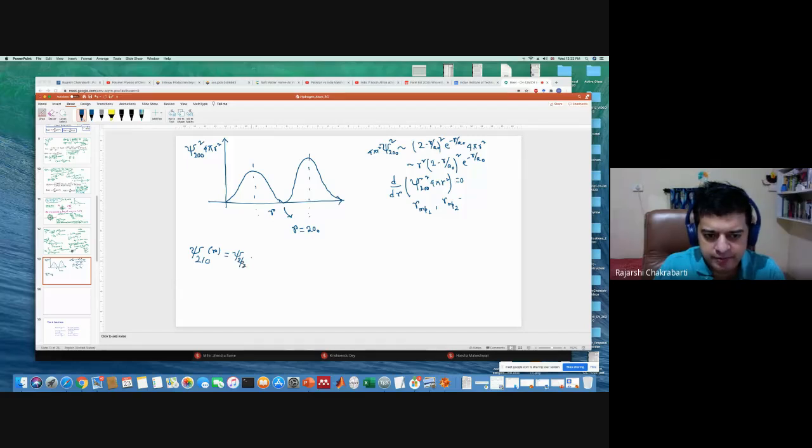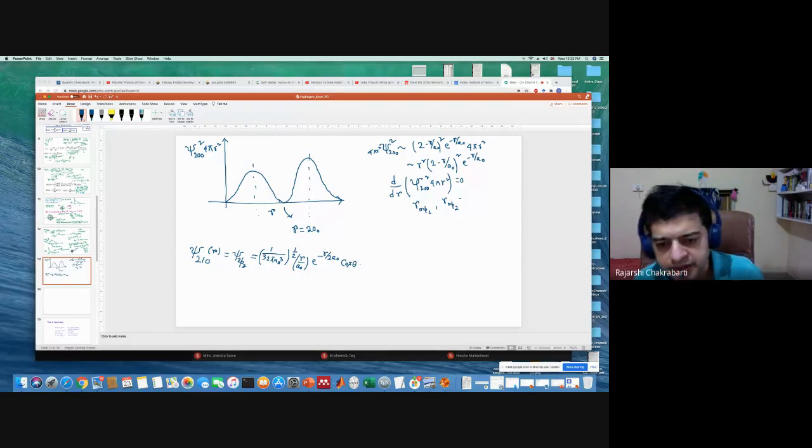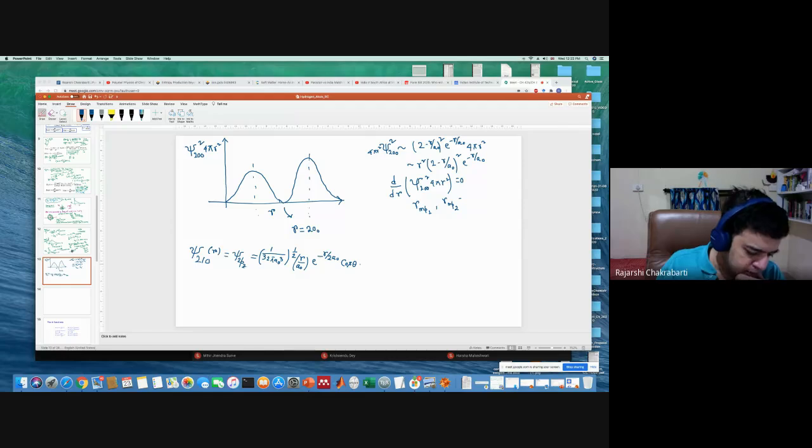We'll talk about it more in the next class. I don't want you to remember this. If you write down the expression, here you will see that it has no phi dependence, but it has a theta dependence, and this is cos theta. Remember, z equals r cos theta. From there this cos theta dependence comes. So this is psi 2pz.